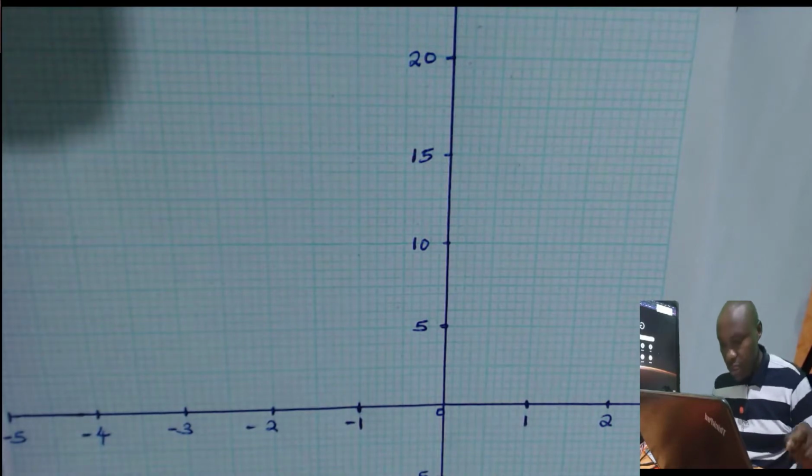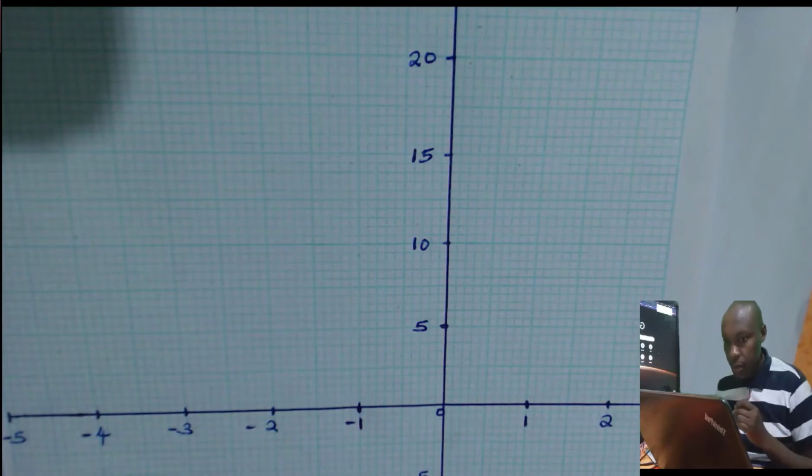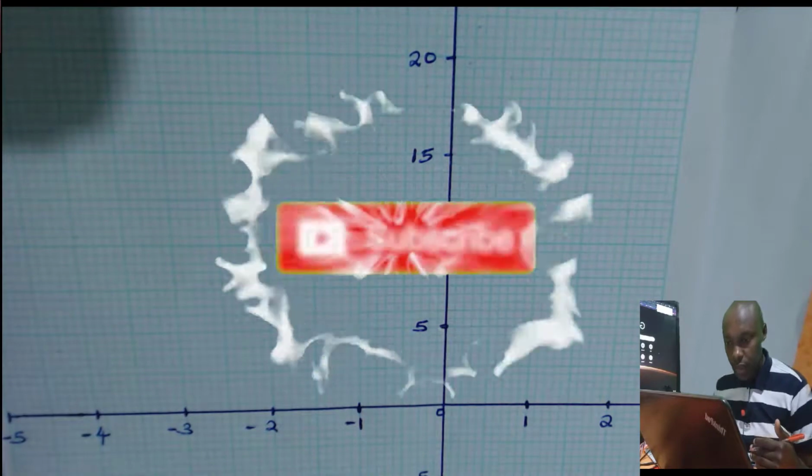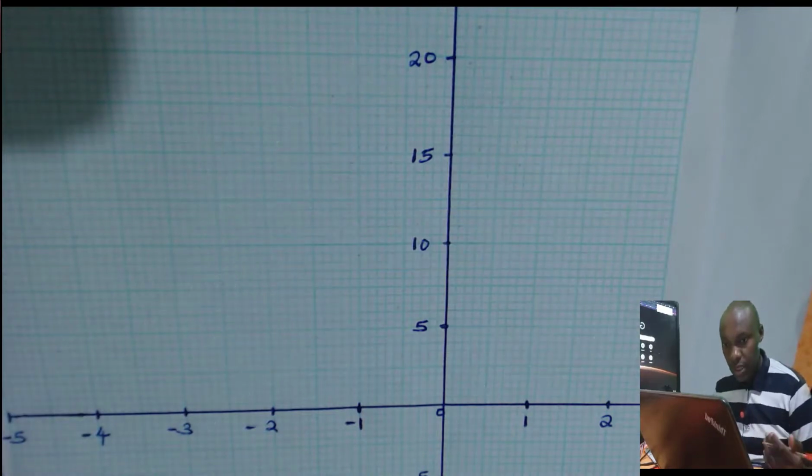Now we're using the table that we identified. So let me plot. I'm going to use a pen. When you're drawing the graph, you're not supposed to use a pen. You're supposed to use a pencil in case you want to make a correction or to erase something, it will be easier. The reason why I'm using the pen is so that it can be clear and visible.